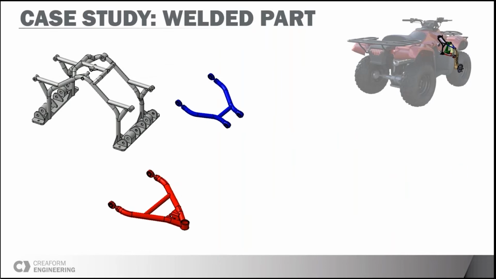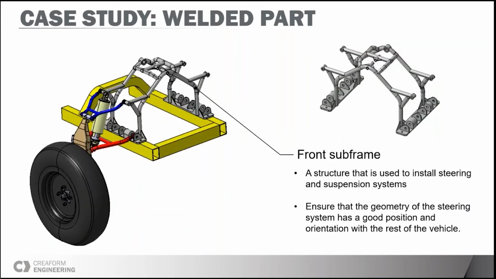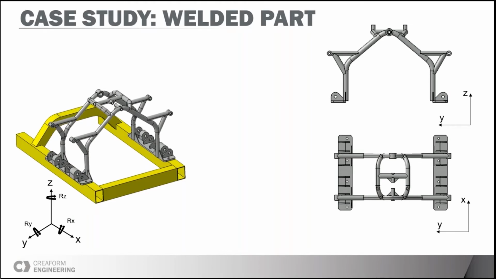So the next type of part is welded part. The difficulty with these types of part is they will often come with a high level of deformation. Also, the rigidity of this part is sometimes ambiguous. Some assemblies will seem rigid if we think about them as a small part, but they will need to be considered flexible when they are larger. The part that we will look at for our example for that type of part will be the front subframe. This is the part that will be used as a substructure for the installation of the steering system and the suspension. It will ensure a good positioning of the system with the rest of the vehicle. So let's first start by looking at how the part is installed.